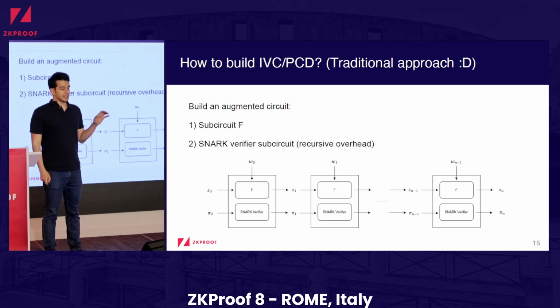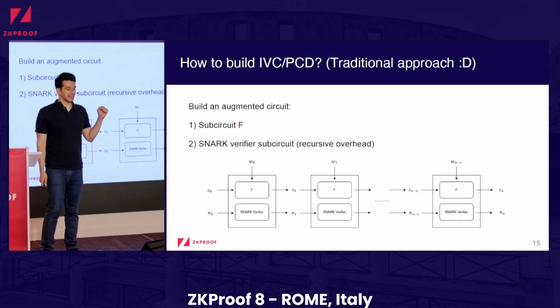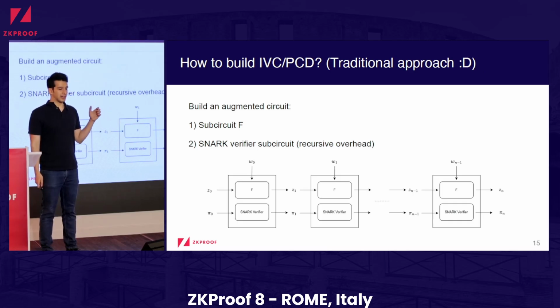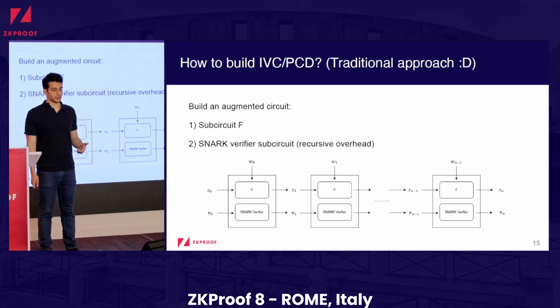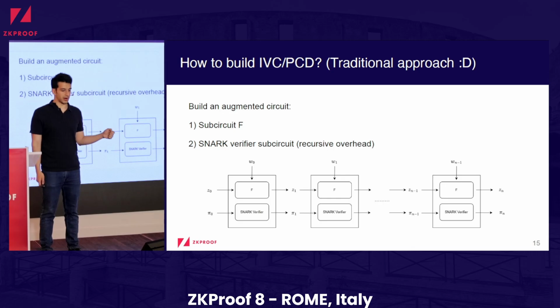But before that, let's see how we can build IVC or PCD. The traditional way, and by traditional I mean like ten years ago, to build an IVC or PCD scheme is to build an augmented circuit, which consists of the original function f, which is the subcircuit f, and also a SNARK verifier subcircuit, which we call the recursive overhead, such that the point of the SNARK verifier is that it will verify a proof of correctness for the previous step of computation.